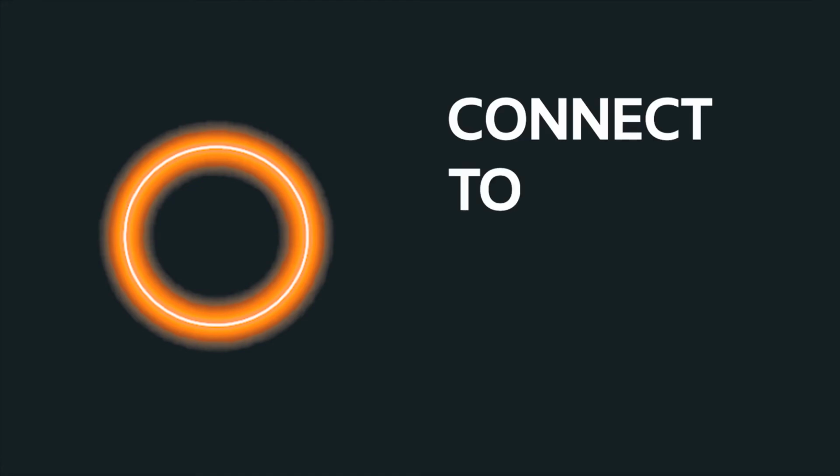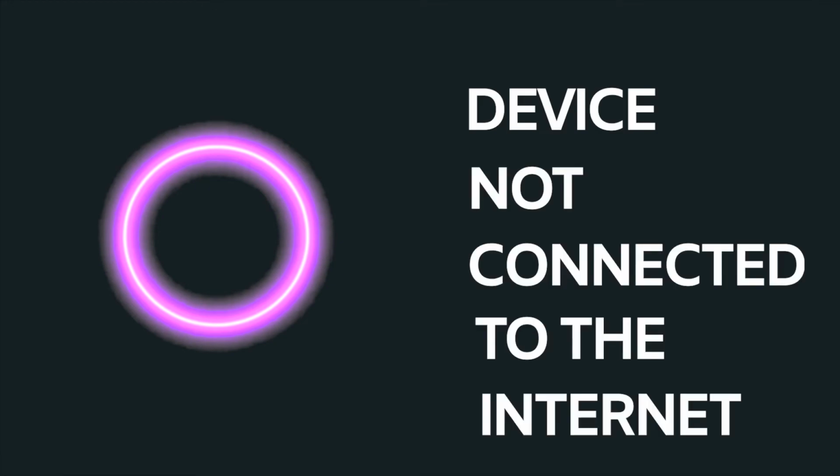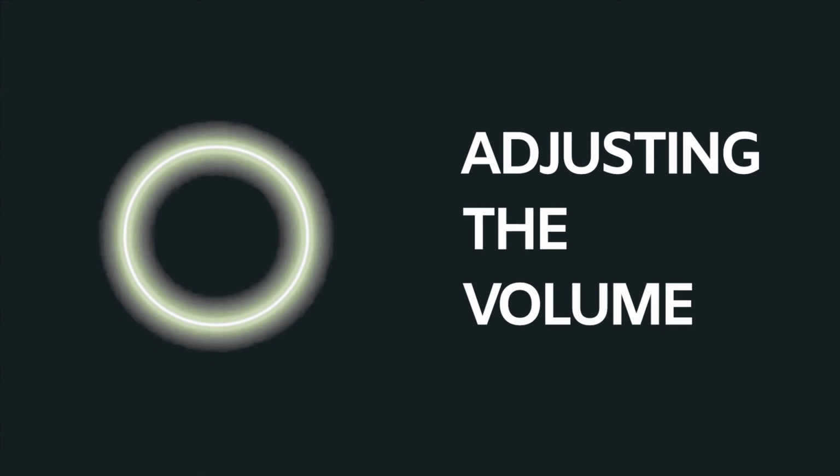The orange spinning light is the device trying to connect to your wireless network, so the internet, and a spinning purple light is if the device has failed to connect to the wireless network. The white light comes up when you're adjusting the volume on your device.